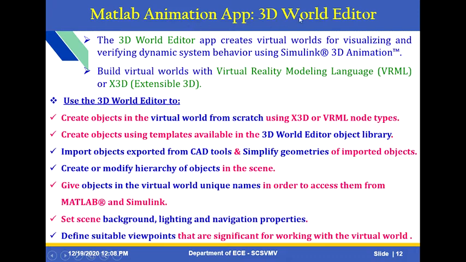By using this 3D World Editor, we can create objects in the virtual world from scratch using X3D or VRML node types. You can create objects using templates available in the 3D World Editor object library. Then import objects exported from CAD tools and simplify geometries of imported objects. Then create or modify the hierarchy of objects in the scene. Give objects in the virtual world unique names in order to access them from MATLAB and Simulink.